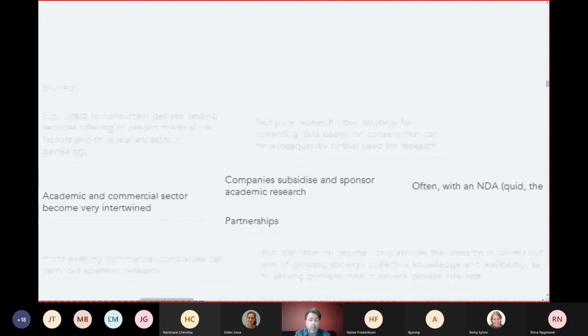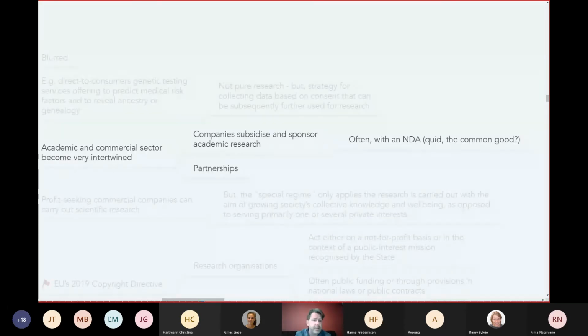Of course, also the other way around can apply. For instance, in the academic world, the academic world and the commercial sector become very intertwined. You see nowadays a lot of companies that are subsidizing and sponsoring academic research. Very often there are partnerships with commercial companies. And then, of course, this can still be very much research for the public good, for the common interest. But very often it's not.